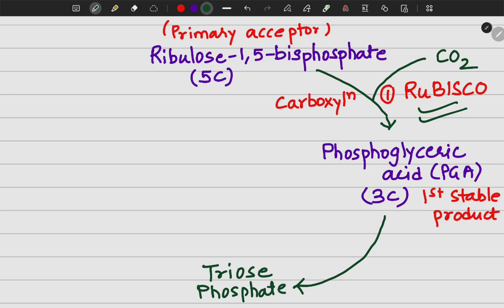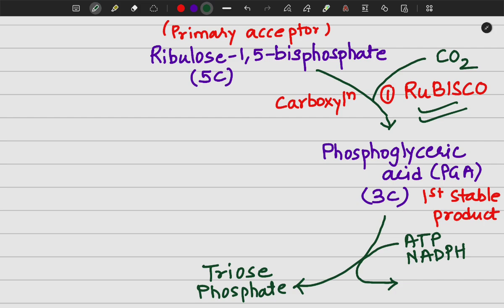And in this reduction step, two molecules of ATP and two molecules of NADPH, which were produced in the light reaction. If you remember, the ATP and NADPH are products of the light reaction. So these products, ATP and NADPH, are utilized here in the second step, which is the reduction.